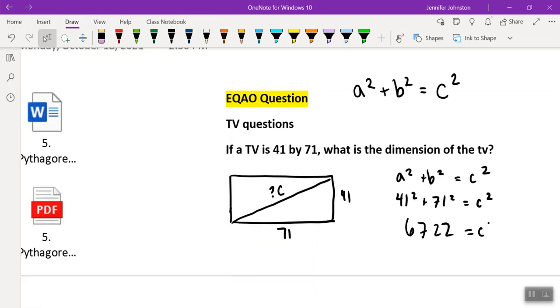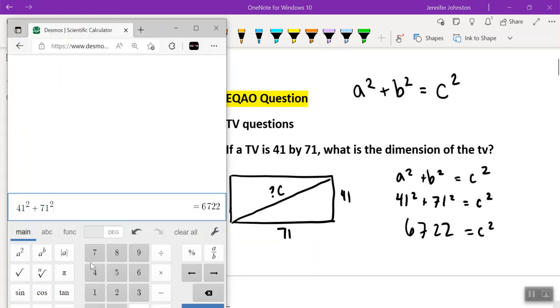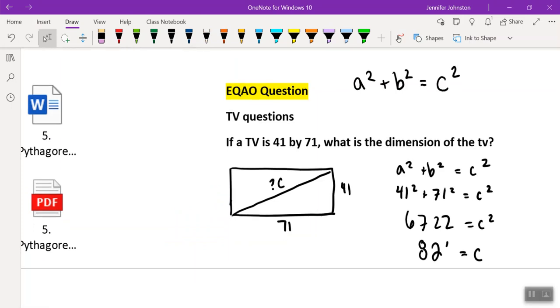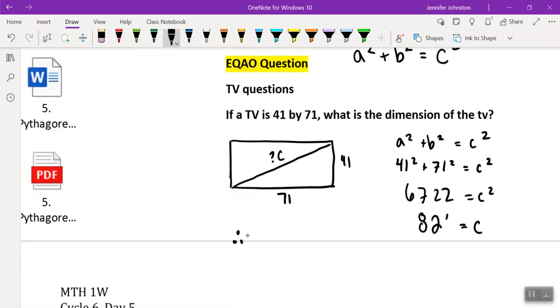so we're going to get that value, 6,722. Is that how many inches that TV is? Does that make sense? No. What do we have to do with that number? We have to take the square root. The square root of 6,722 gives us 81.9. So maybe let's say 82 inches is equal to c. Therefore, the TV is 82 inches. That little dash just means inches, or you can write the word.